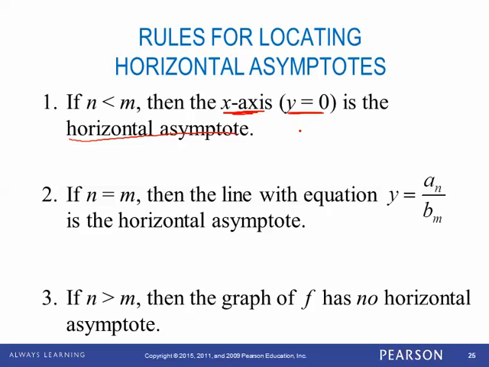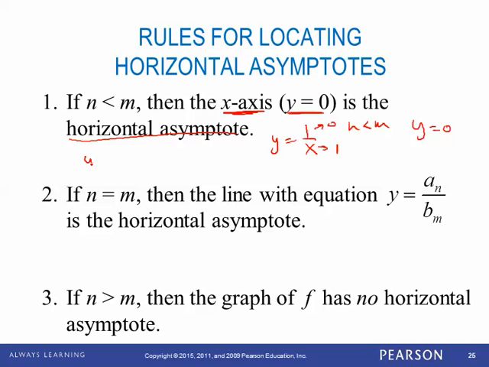I'll give quick examples for each one. So let's say we're graphing this. y is equal to 1 over x. What's the degree on top? 0. Degree on the bottom? 1, right? So degree on top is 0. Degree on the bottom is 1 because it's x to the 1 power. So notice that n is less than m. Now if that's the case, my horizontal asymptote is y equals 0.